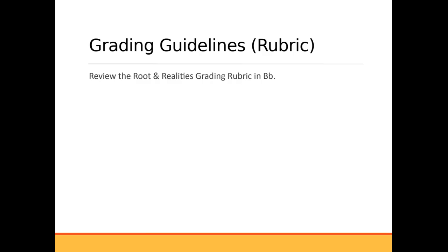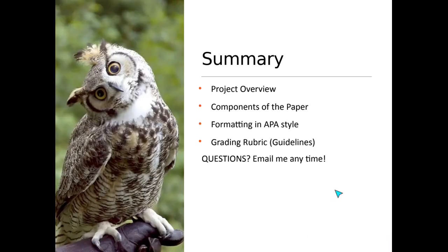All right, so I probably talked longer than I wanted to, but we had an overview of the project. We looked at the different components of the project. So the introduction, the 5 systems, the comparisons, integrating the research, and the concluding paragraph. We looked at formatting and APA style. We went through the grading rubric, the guidelines, and hopefully you're feeling a little bit better about this project now that I've talked about it.